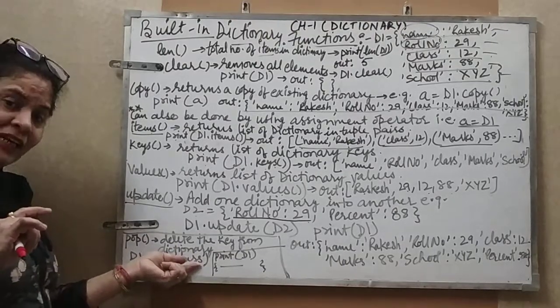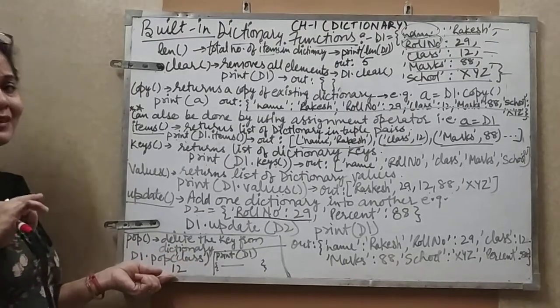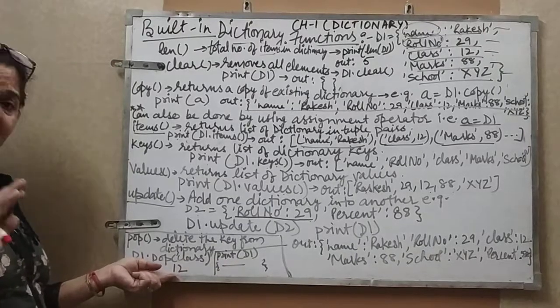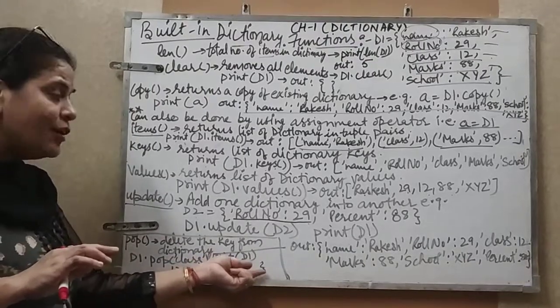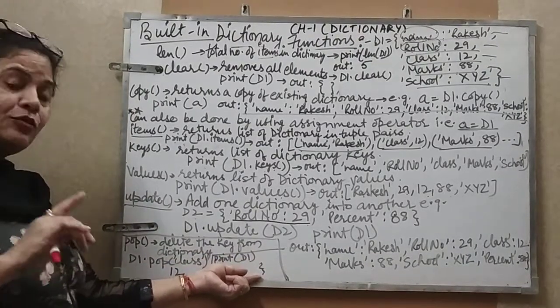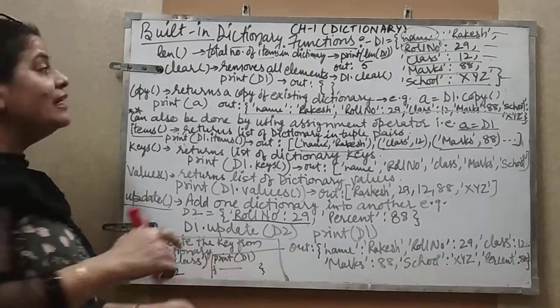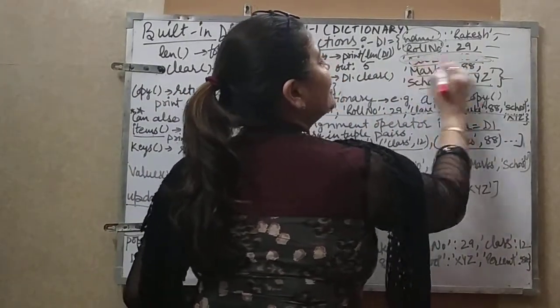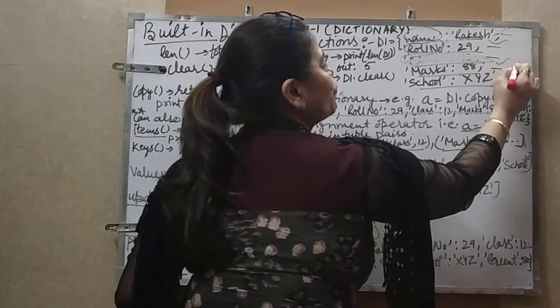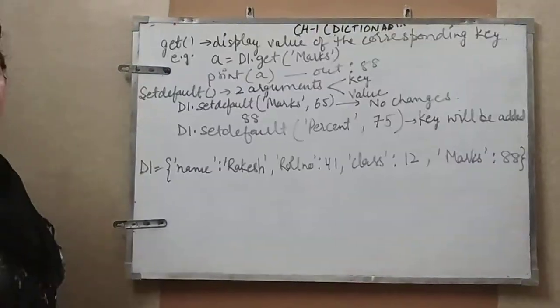If I write the key, then the value of that key is automatically displayed whenever we are using the pop function here. Now if I say print d1, it will display all the key value pairs in dictionary d1, leaving behind that is your roll number. It will not show the roll number, it will show all the rest of the values of my d1 dictionary.